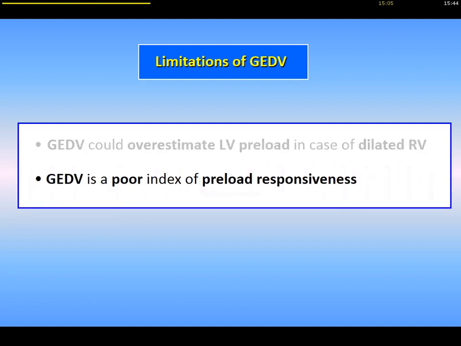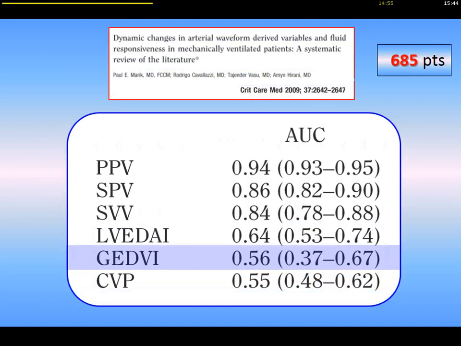Another limitation, and we spoke a lot about this today, is that GEDV is a poor index of preload responsiveness because it is considered a static measure of preload. And this is confirmed by this meta-analysis by Volumetric, published some years ago, and he paid attention to many variables, including GEDVI, in this meta-analysis, and as well as for CVP, the ROC curve is only 0.56.